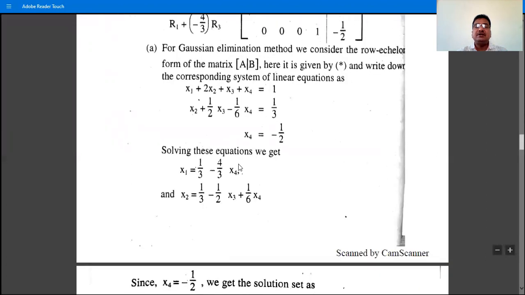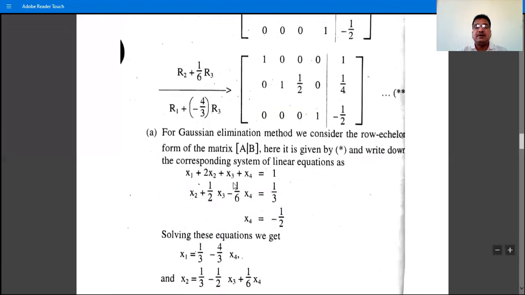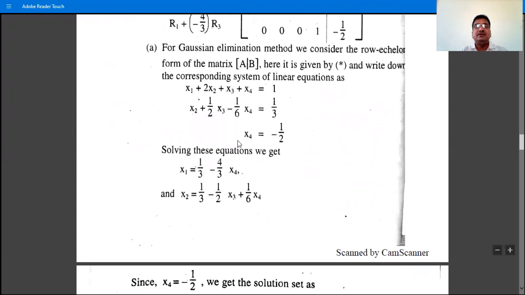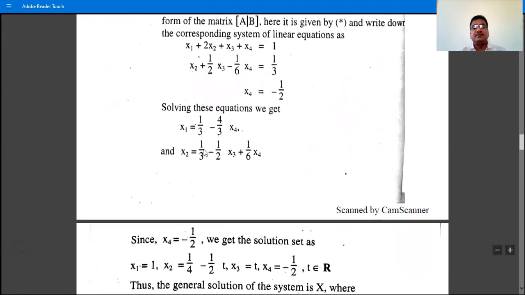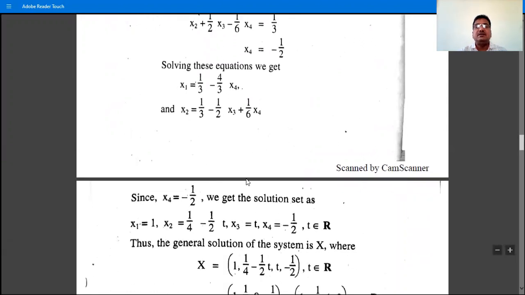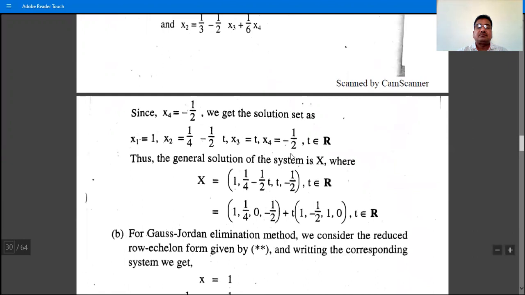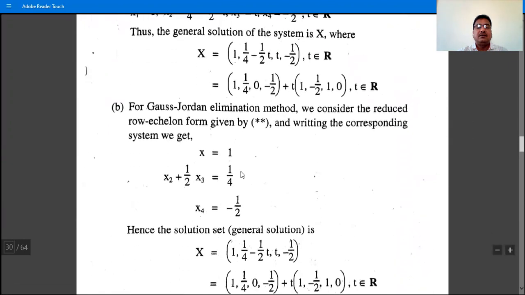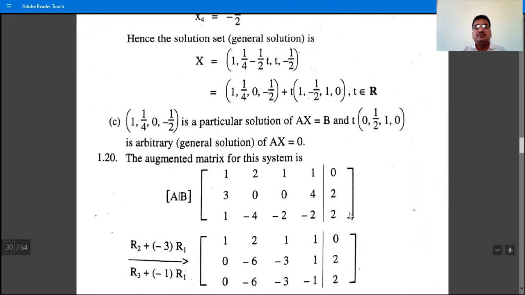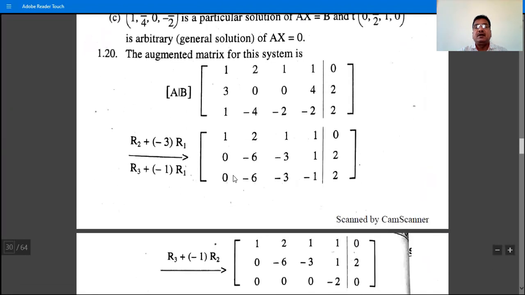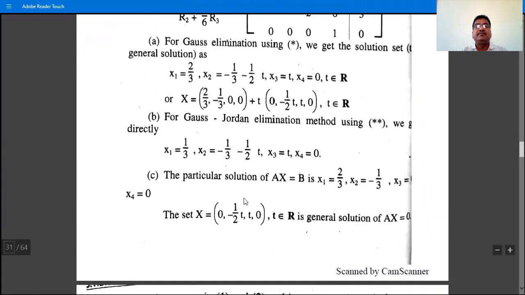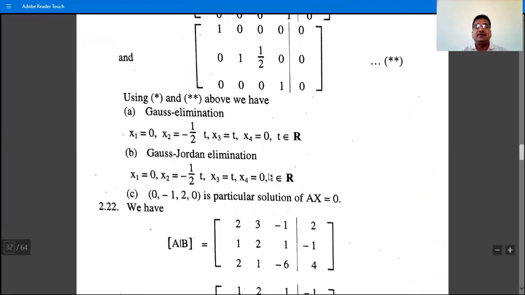So by using the Gauss elimination method, this is the system after rewriting the equations. Again there are four variables and we have three equations. So assign one variable, suppose x3 as t, and then find x1 and x2. So this is the solution set, and by the Gauss-Jordan elimination method this is the solution set. Similarly, by using the same method, these are the answers of the remaining problem 1.20 by the Gauss elimination method and the Gauss-Jordan elimination method.